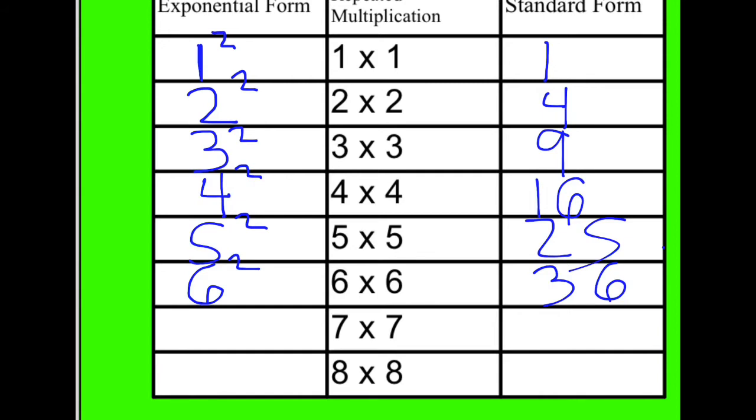And if I had 7 times 7, you probably see where this is going. That's 7 with a little exponent 2 in the top right-hand corner. And 7 times 7 is 49. And if I had 8 times 8, that would be 8 with a little 2 in the top right-hand corner. And 8 times 8 is 64.